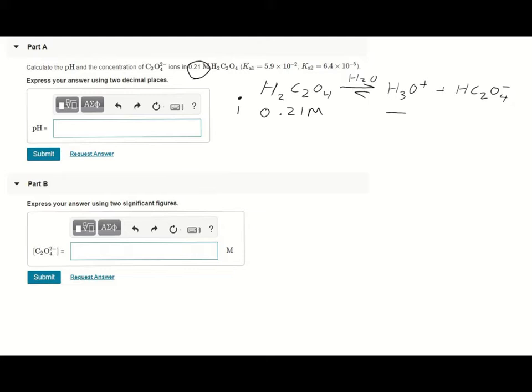You have no protons to start off with. You have none of your conjugate ions. So your change is minus x, plus x, and x. Your equilibrium amount is 0.21 minus x, x, and x. Set up your Ka, your Ka1.